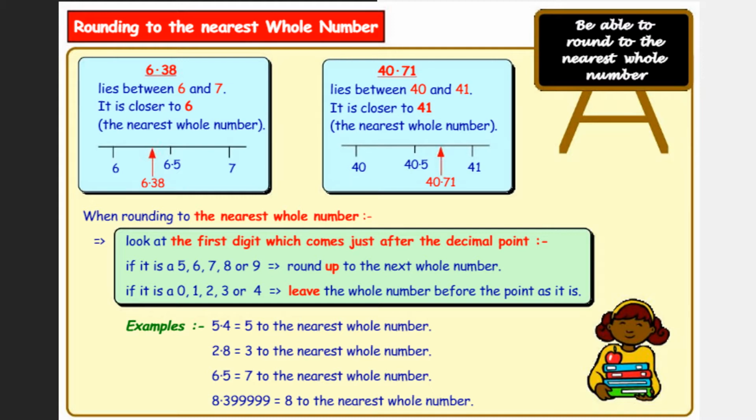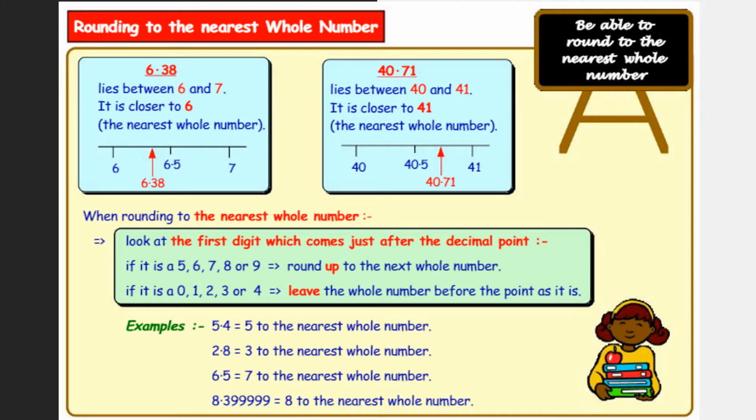Okay, now 40.71 lies between 40 and 41. And we're rounding it to the nearest whole number. 40.71 would be 41. Don't get confused and think that that would be 50. That is a common problem. So try and think of this in terms of money and rounding it to the nearest pound.